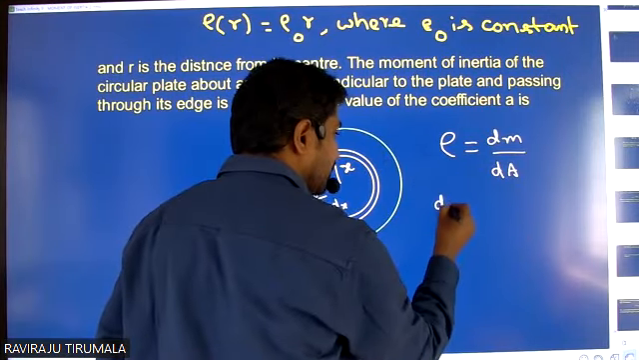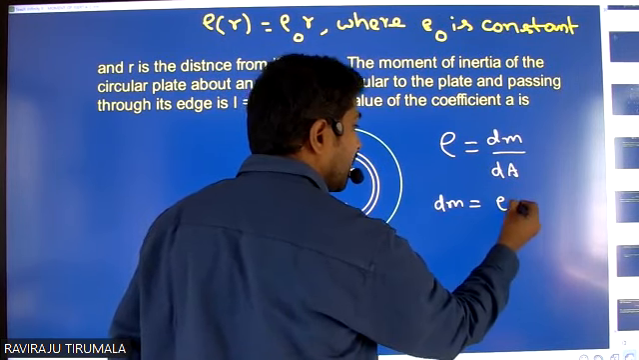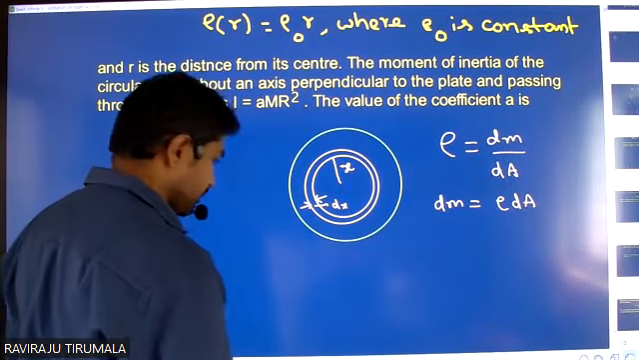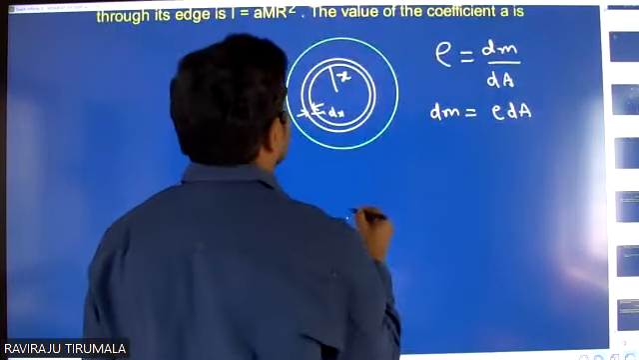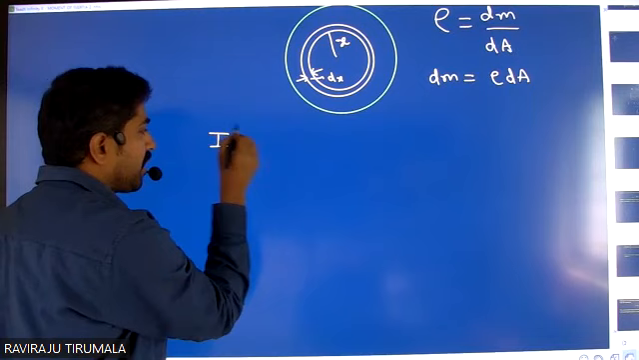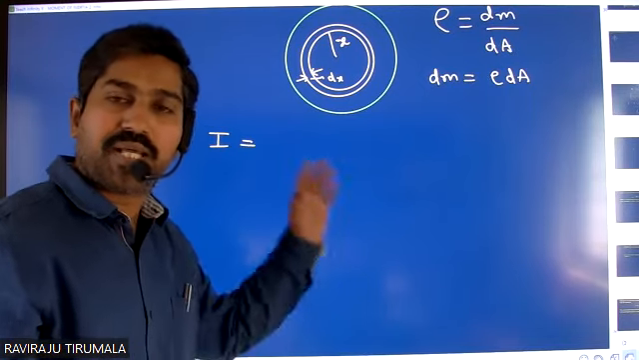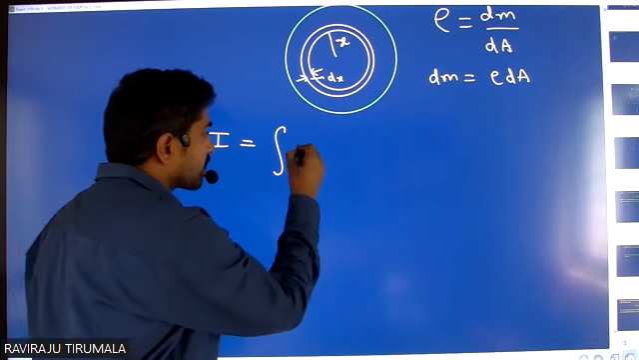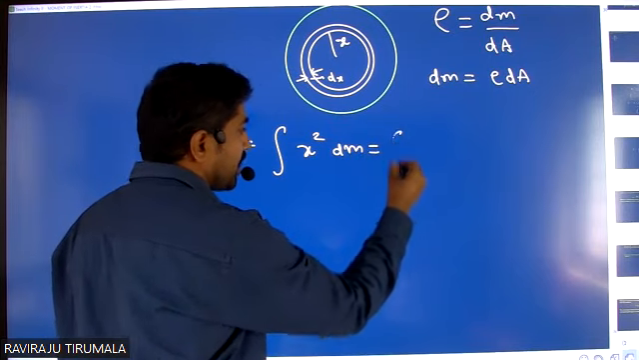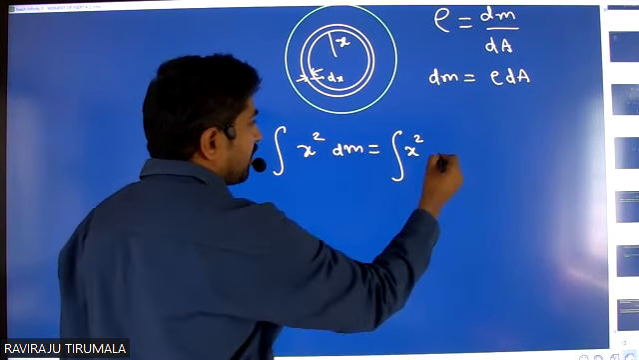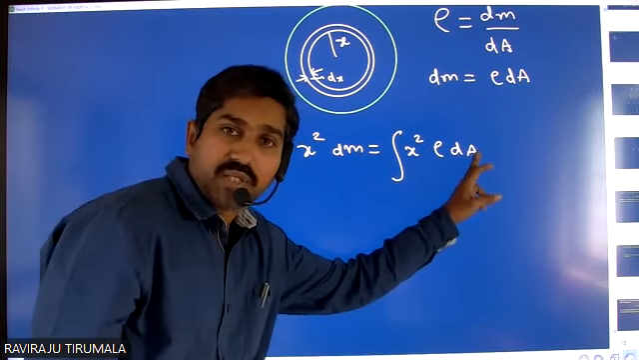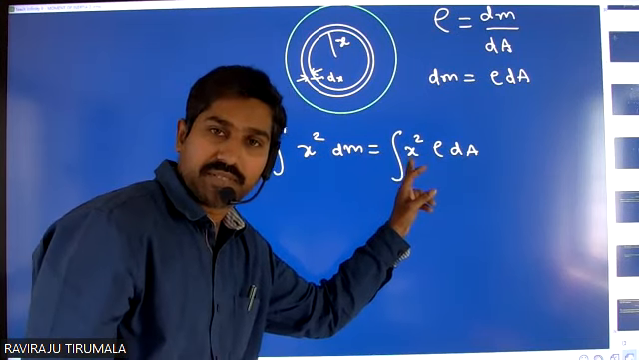Then what is dm? dm can be taken as rho into dA. That means with respect to A, you have to take an integration here. Now, for that small element, I will write here the formula for moment of inertia. What is the general formula for moment of inertia in case of variable densities? That is integral x square dm, which is equal to integral x square, but dm can be taken as rho into dA. Na? That areal element, you have to convert it into length elements.